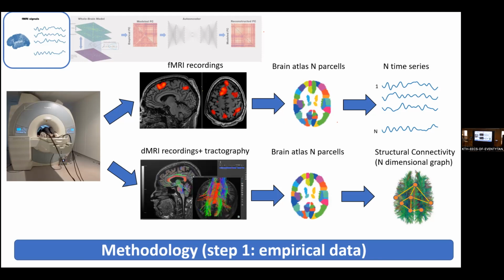On the other hand, with this kind of recording, we also get diffusion MRI recordings that go through tractography processing, and also considering a brain atlas, we get how the different brain regions are connected. This we call the structural connectivity, or the anatomical connectivity, which is a way to quantify how coupled the different brain regions are. So at the end of the day, this is an n-dimensional graph indicating how the 90 regions are connected and how strong those connections are.